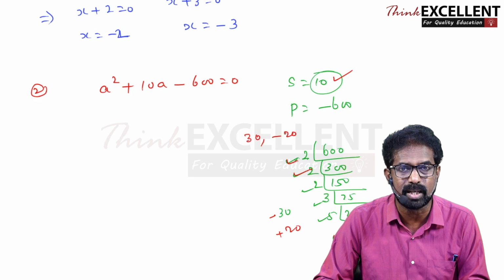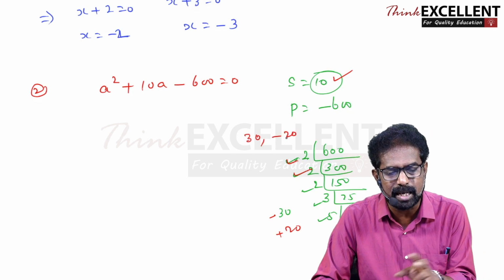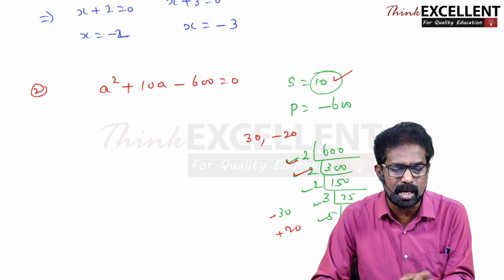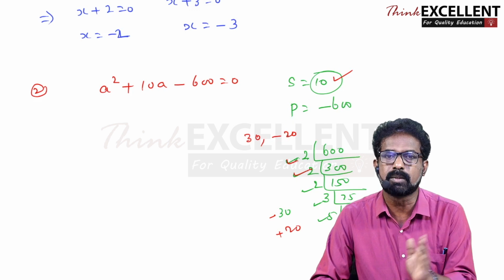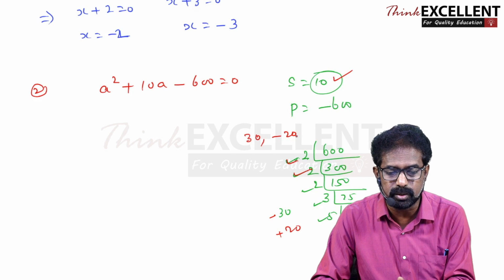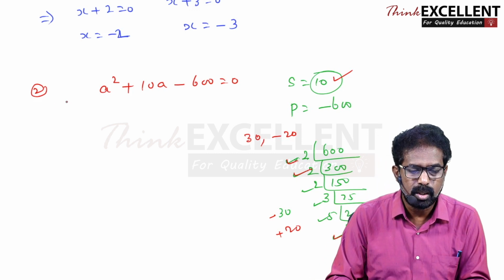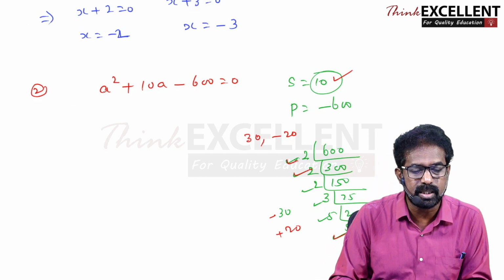Check it again before writing. Check it, add the two. 30 and minus 20 add, you will get 10. Yes. When you multiply, one is plus, one is minus. Plus into minus, it is minus. 30 into 20 is what? 600. So moreover, a square coefficient is 1.